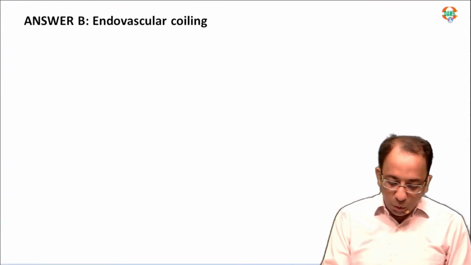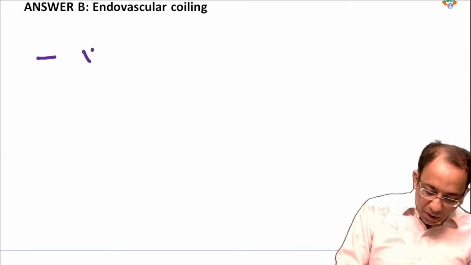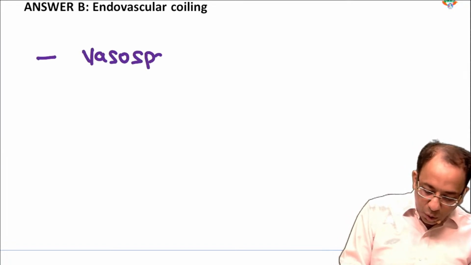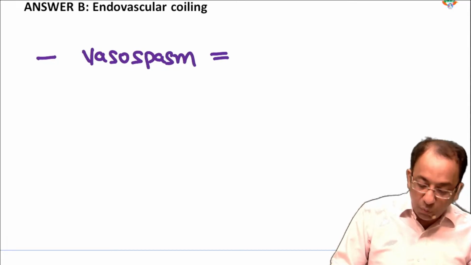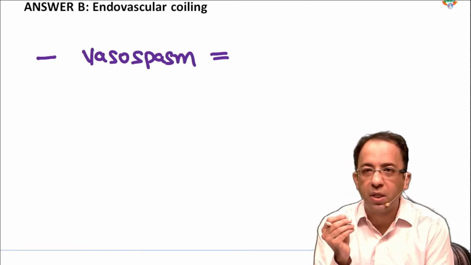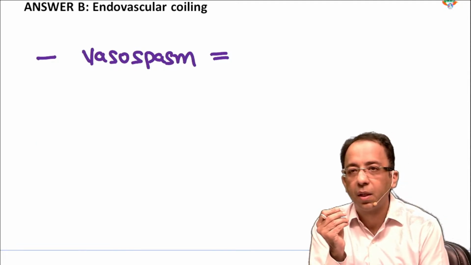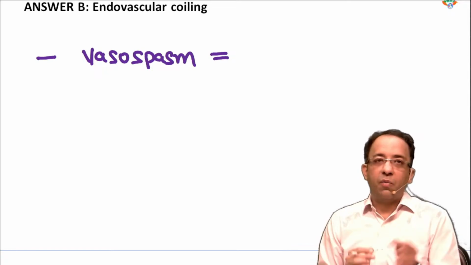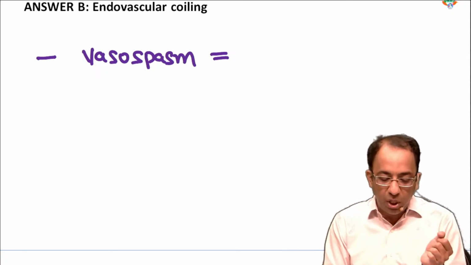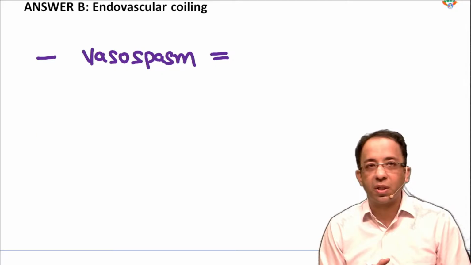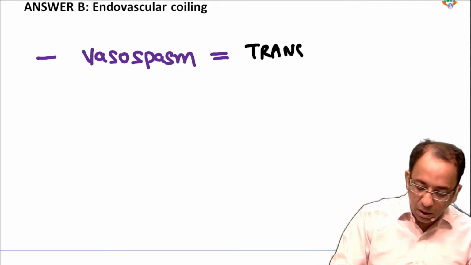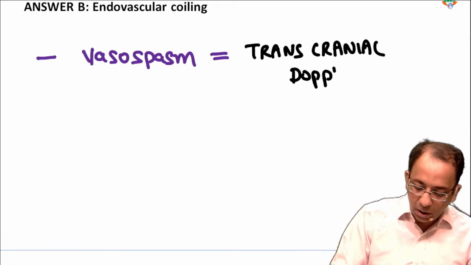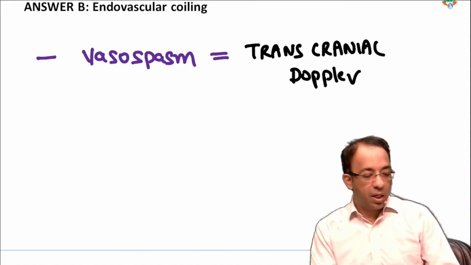Let me make another question. Another complication of SAH is vasospasm. Can you tell me what investigation will you do to detect vasospasm in SAH? Tell me. What investigation will you do to detect vasospasm in a patient with SAH? You will do a transcranial Doppler.